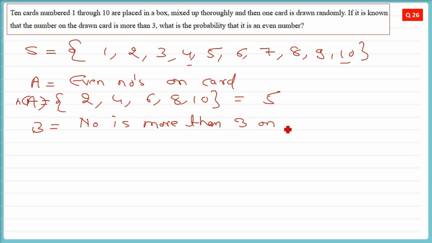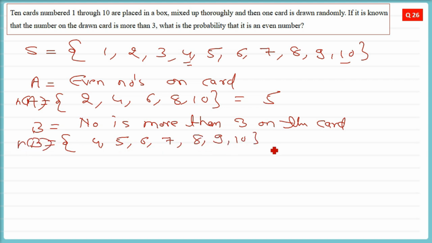So more than 3 on the card means it has to be from 4 to 10. So the set becomes like this. 3 is not inclusive. More than 3 means you have to start with 4: 4, 5, 6, 7, 8, 9 and 10. So number of elements in B is how many? These are in all 7.